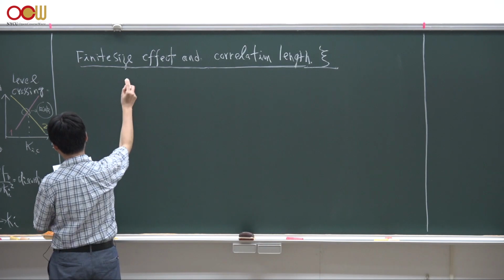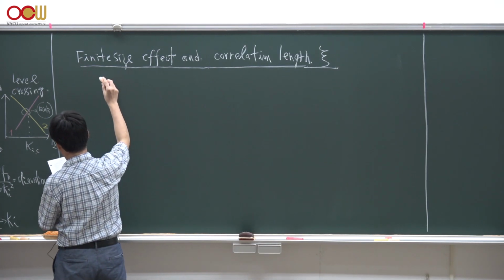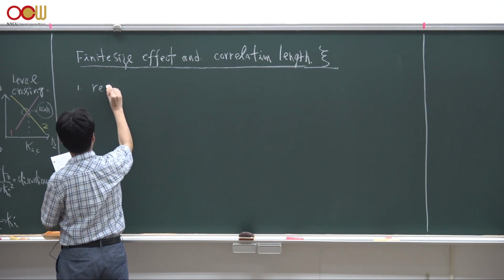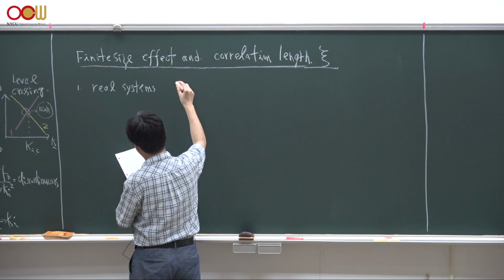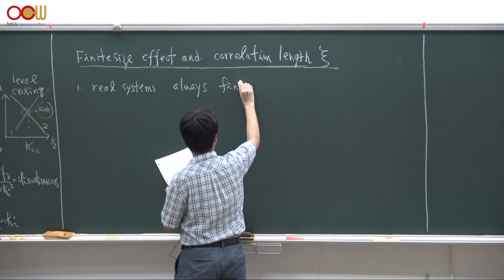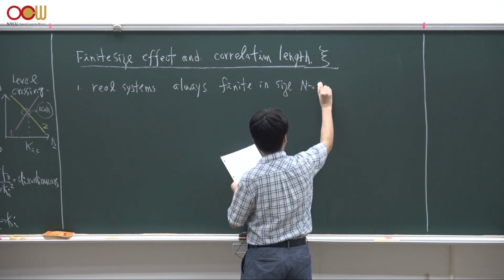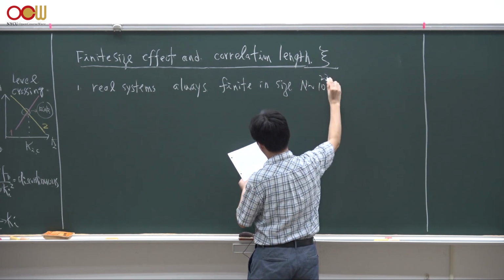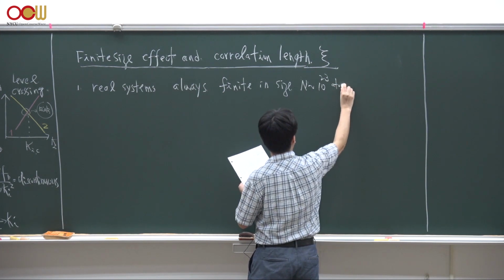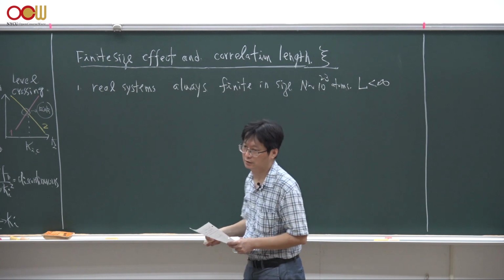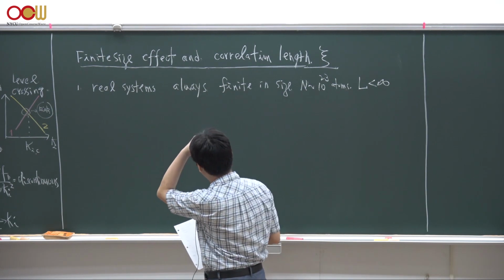The reason why we need to define this are twofold. Number one, in real systems, the size of systems can never be infinity. It's always finite in size. Even though the number of particles is about 10 to the 23rd, that many atoms, the size of the system is still finite. It is not infinity, it's less than infinity.